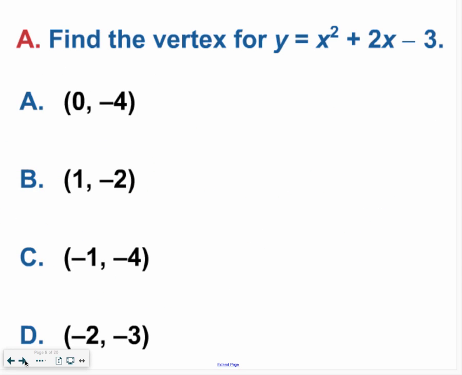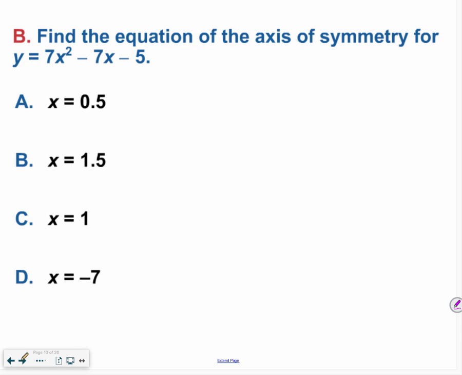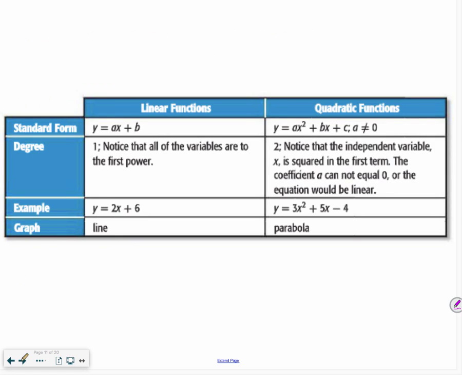Why don't you go ahead and see if you can find the vertex for y equals x squared plus 2x minus 3. Hopefully you got negative 1, negative 4. If not, that's okay. Why don't you try one more? For this one, hopefully you got x equals 0.5 or 1/2. If you have questions, please be sure to reach out for some help.